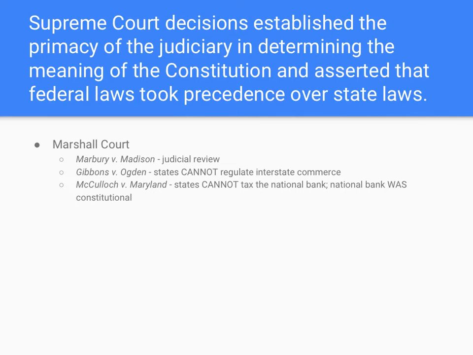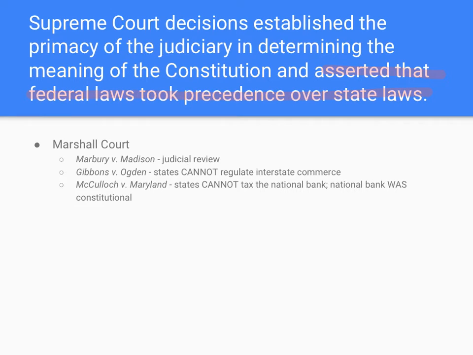In the period of the Marshall Court, Supreme Court decisions asserted that federal laws took precedence over state laws. So two examples of that we have are Gibbons v. Ogden and McCulloch v. Maryland, where the Marshall Court decided that states do not have the power to regulate interstate commerce and states do not have the power to tax the national bank. And so in both cases, the Marshall Court gave these powers only to Congress and not to the states.